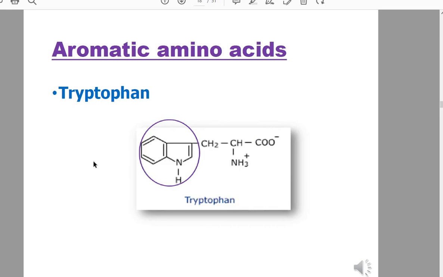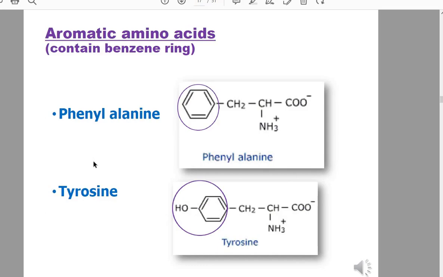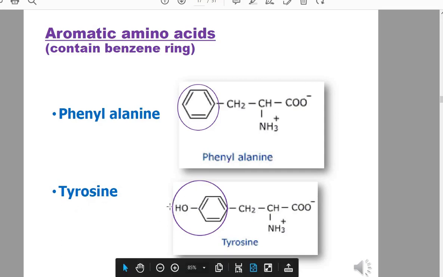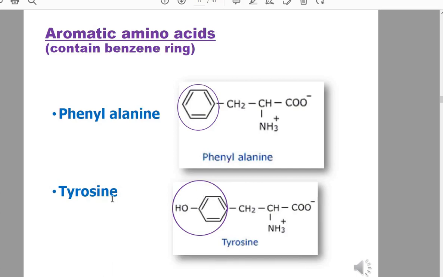The structure is not included. Again, aromatic amino acids means they contain a benzene ring. They are three amino acids: phenylalanine, tyrosine, which contains a hydroxyl group. So tyrosine is a hydroxy amino acid and an aromatic amino acid. It's both. Okay, this is important. It's both. It contains a hydroxyl group, so it's a hydroxy amino acid. It contains a benzene ring, so it's an aromatic amino acid.